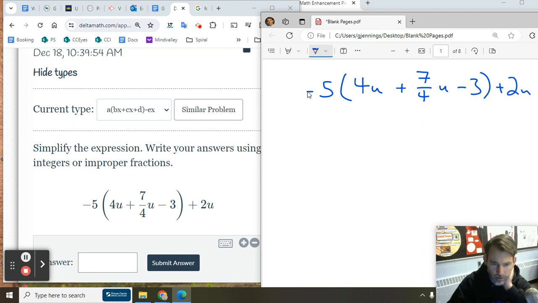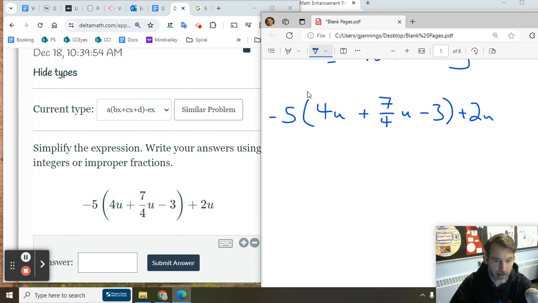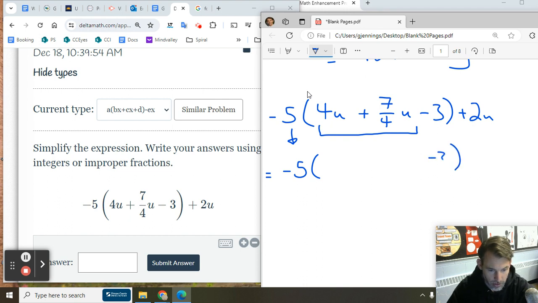Okay, so now I want to figure out how many u's there are and how many just numbers there are. So I notice here I actually have like terms inside the brackets. So I could simplify that first, and that would be doing what's in the brackets first, and I would suggest doing that. So 4u plus 7 over 4u, here we need a common denominator. Anything that I'm not using right now, I just bring down. It just survives and stays the same, okay? But 4u is the same thing as 16 over 4u plus 7 over 4u.